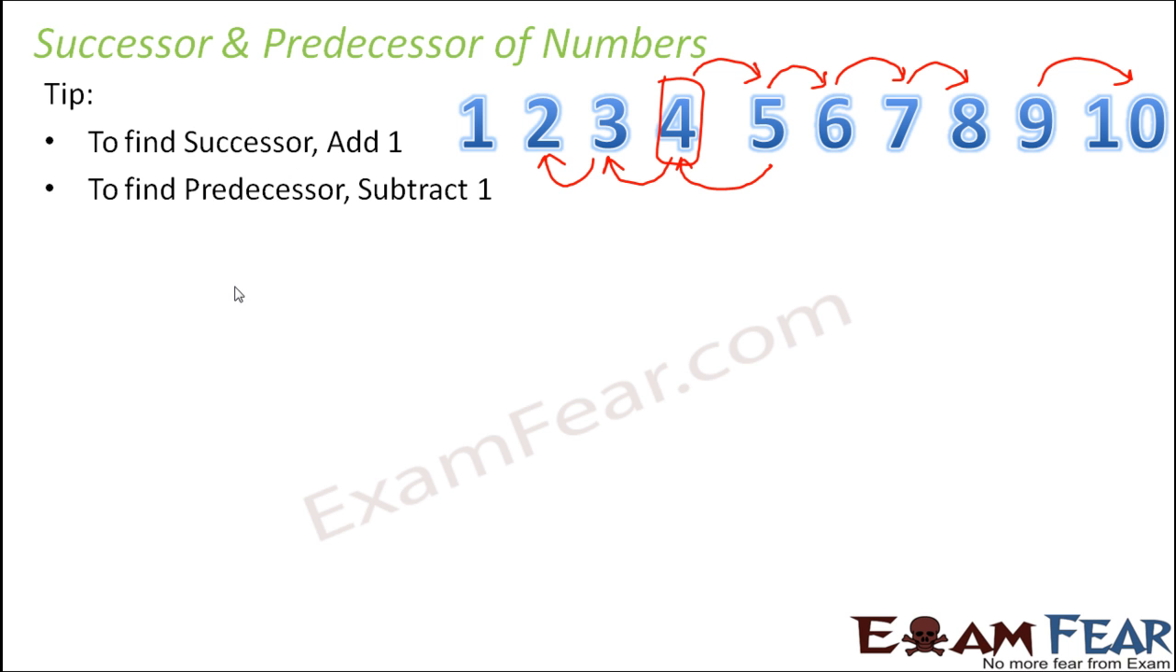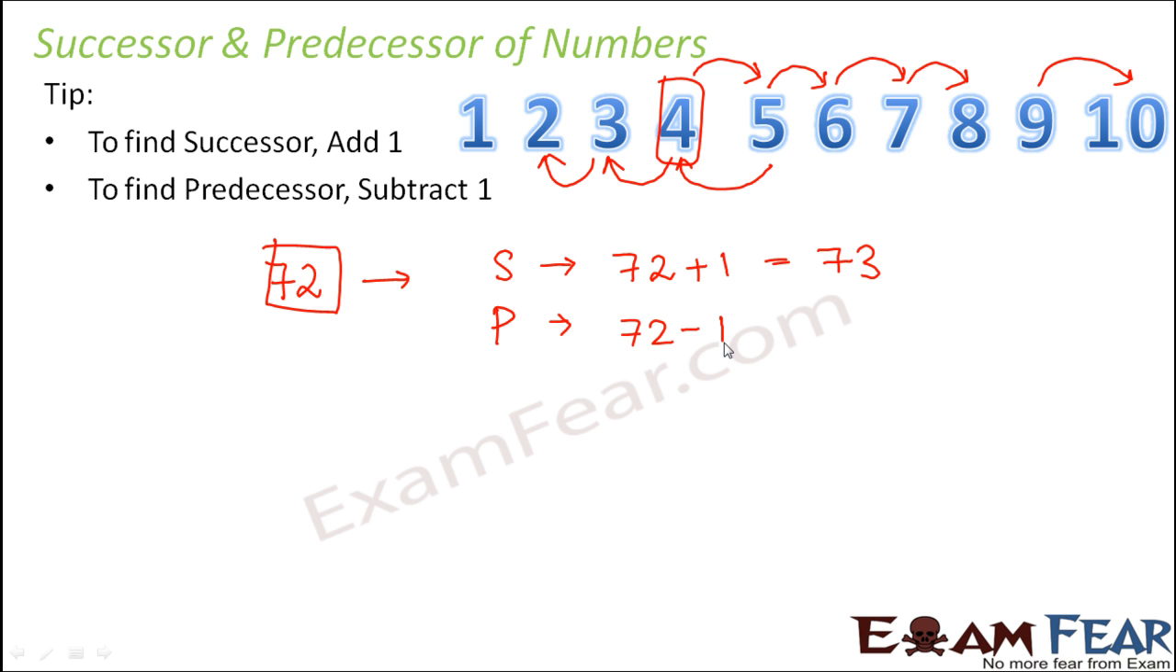So let us consider examples of bigger numbers. Let's say 72. So if you have to find out successor and predecessor of 72, how will you find? So the successor would be 72 plus 1, that is 73. And the predecessor would be 72 minus 1, that is 71. So therefore we can say that 71 is the predecessor and 73 is the successor.